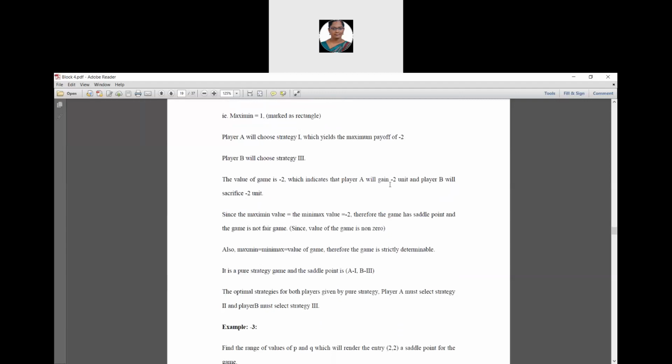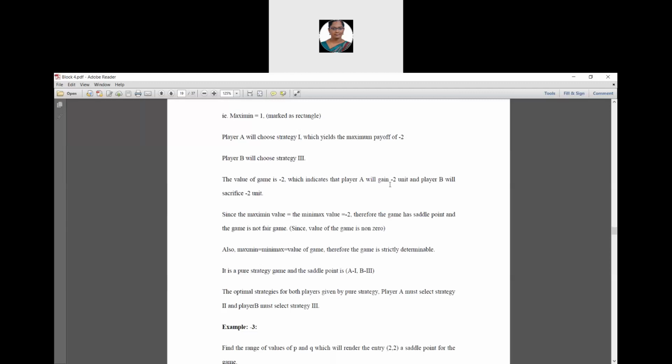Yes, fair game means the value of the game is 0. Here we have some value, so the value of the game is non-zero. Therefore, it is not a fair game. Also, maximin equals minimax equals the value of the game. Therefore, the game is strictly determinable.